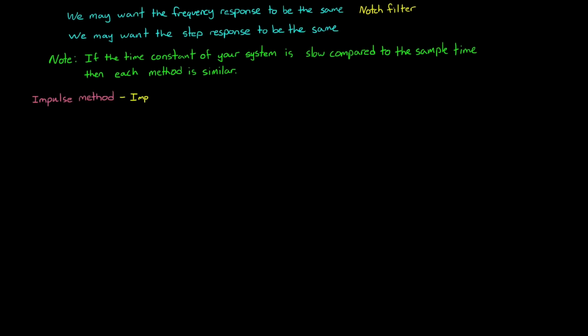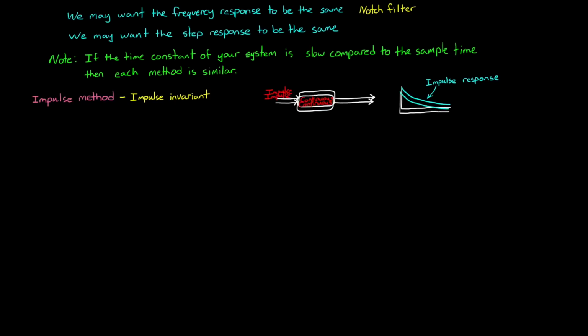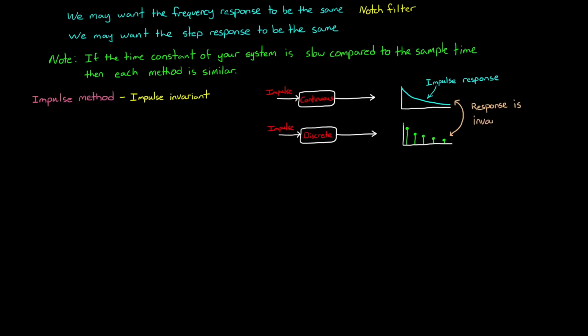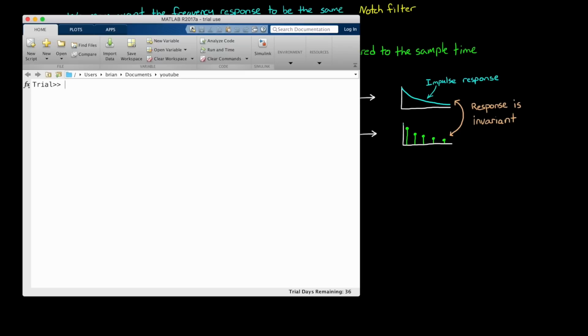We'll begin with the impulse method, or as MATLAB refers to it, the impulse invariant method. This method's claim to fame is that it produces a discrete time model with the same impulse response as the continuous system. That is, the impulse response does not change, or is invariant, between the continuous and discrete domains. To see that this is true, let's go back to MATLAB and set the sample time back to 0.1 seconds to once again accentuate the differences between the discretization methods.